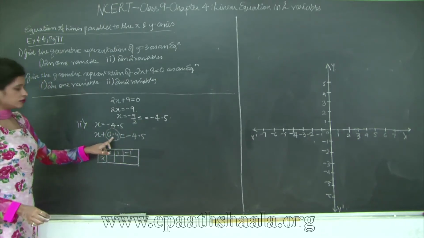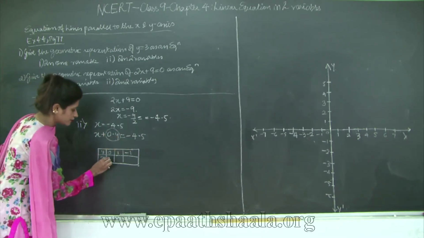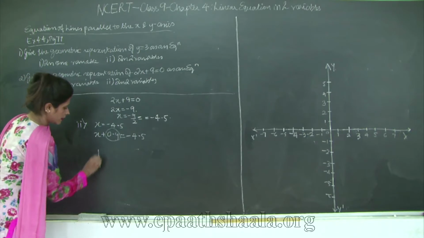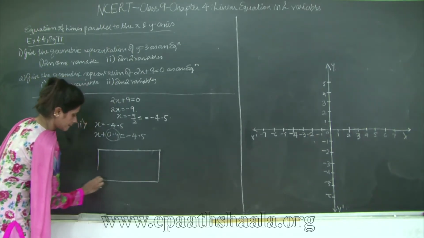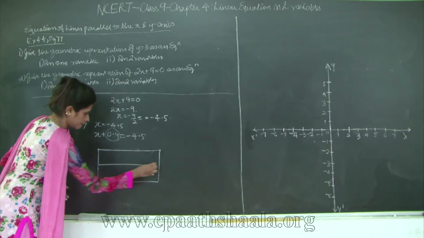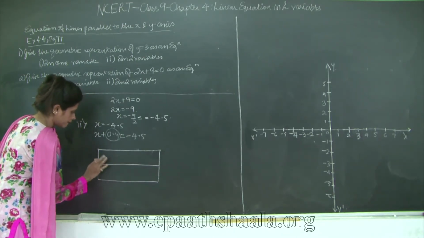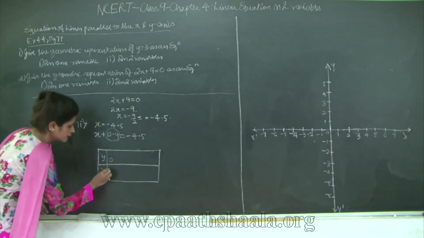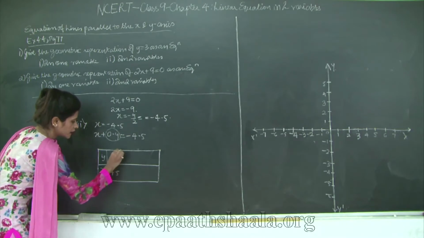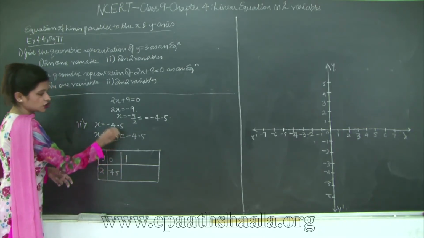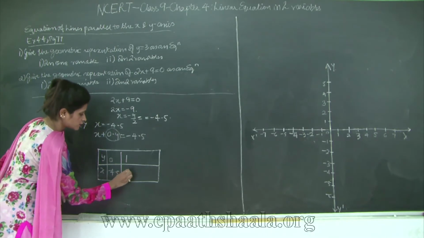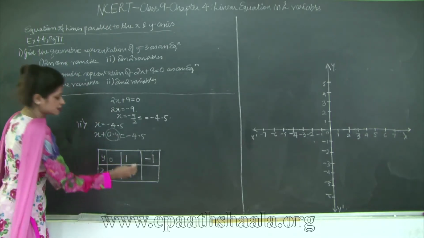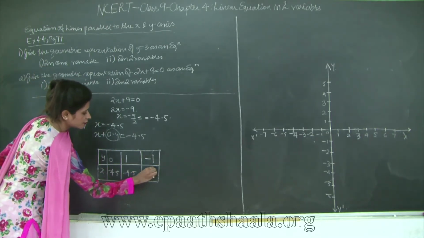So, look at this term now. When y is 0, the value of x is going to be minus 4.5. I will just redraw this table. I have y and x. When y is 0, x is going to be minus 4.5. Again, if I have y as 1, this term is going to be 0. So, x is going to be minus 4.5. And even if I take my value of y as minus 1, this term is going to be 0, so x is going to be minus 4.5.